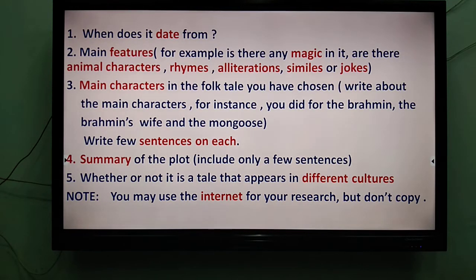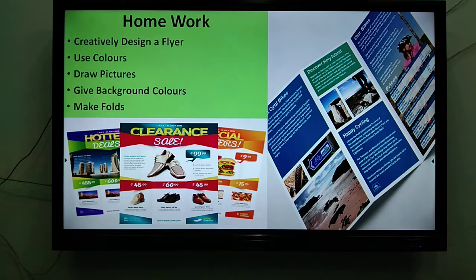Sometimes some folk tales are presented differently in different cultures. If you have something like that, you may just write a small paragraph on that. Note, you may use the internet for your research, but please don't copy. It needs to be in your own words. So what is your homework? Creatively design a flyer, use colors, draw pictures, give background colors, shapes, however you want to beautify it. And make folds, and you may do them on both the sides. So this will be your homework.